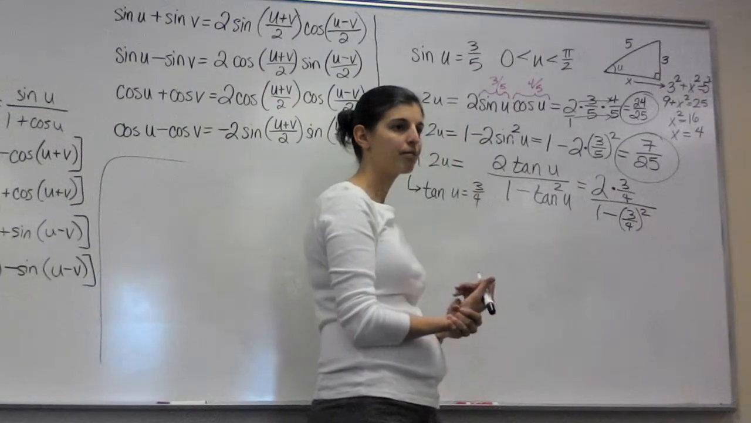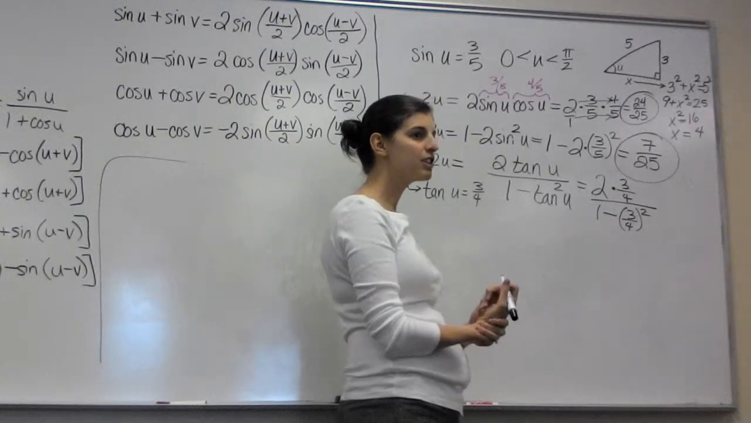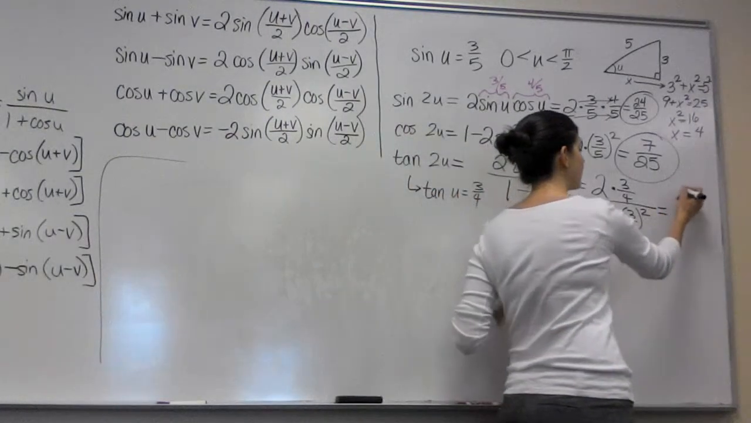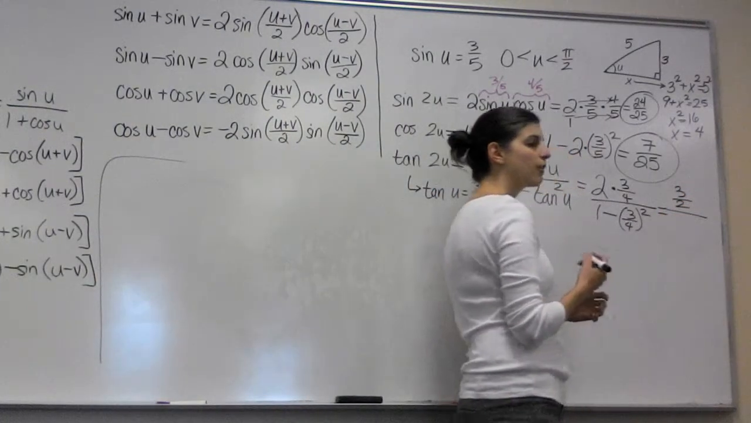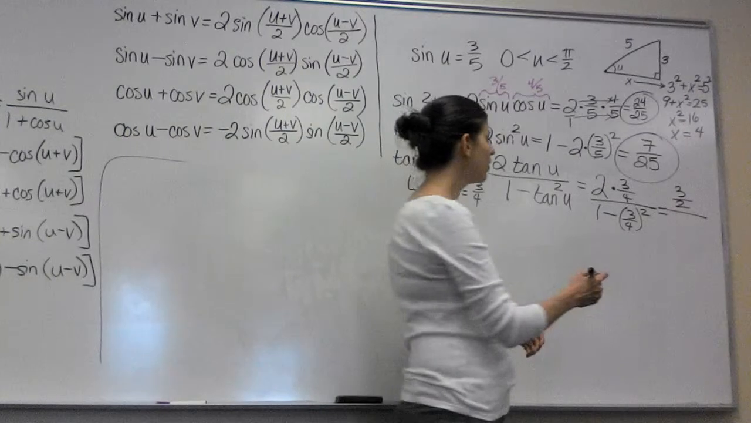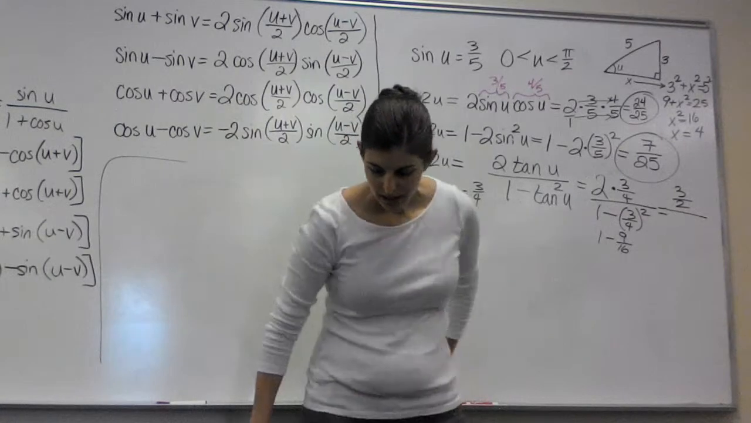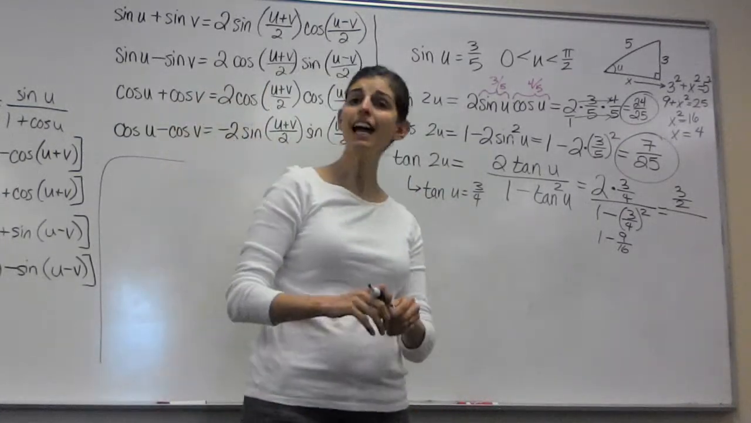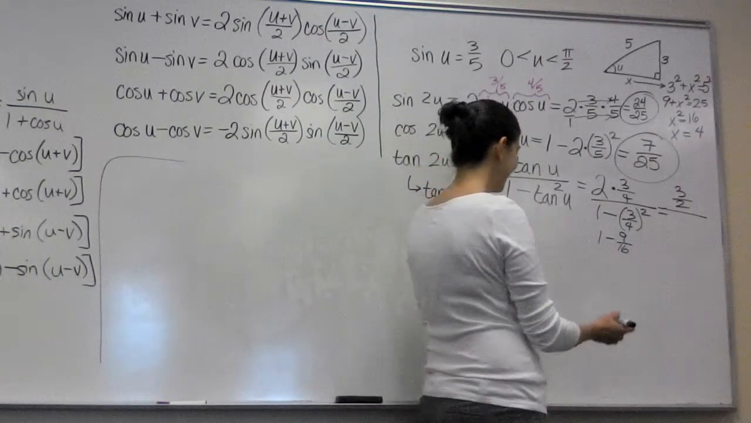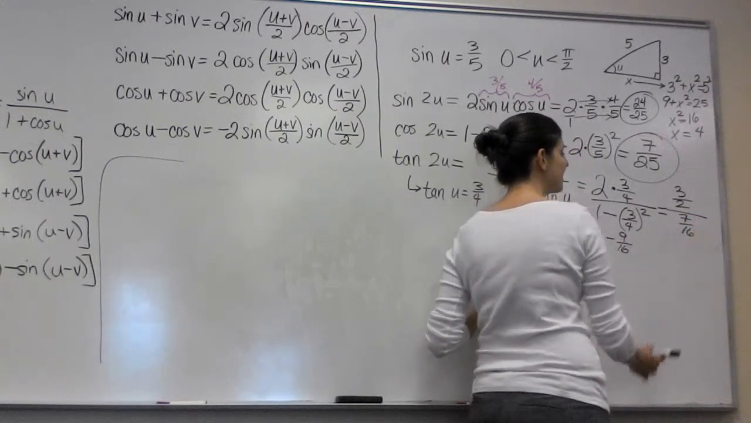2 times 3/4 is 6/4, but it's also 3/2. So let's write it simplified because it might make my life easier later on. 3/2 over 1 minus 9/16. 1 minus 9/16 simplifies to 16/16 minus 9/16, which gives me 7/16. So I put 7/16 in the denominator.